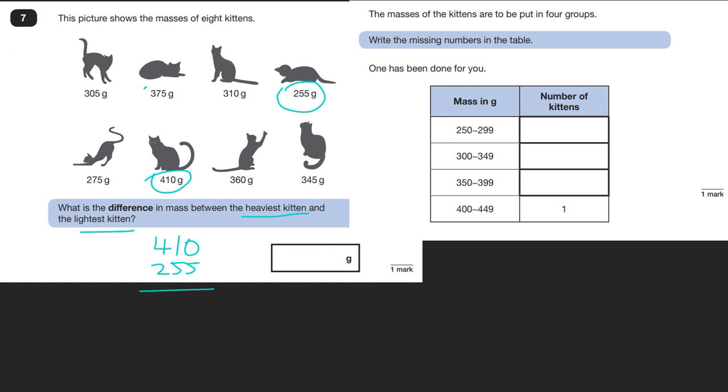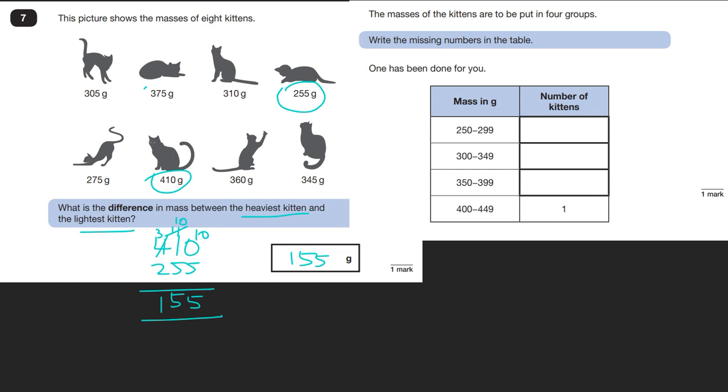If I take away one from the other, 4 gives 3 and this one becomes 11. 11 gives 1 to the next number, so this becomes 10. 10 take away 5 is 5. 3 take away 2 is 1. So 155 grams is the correct answer.